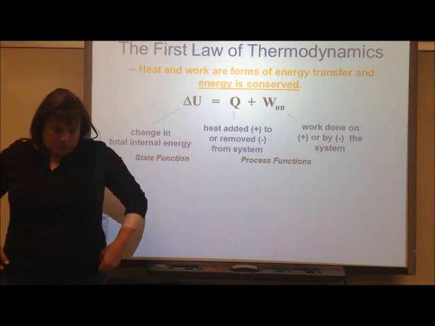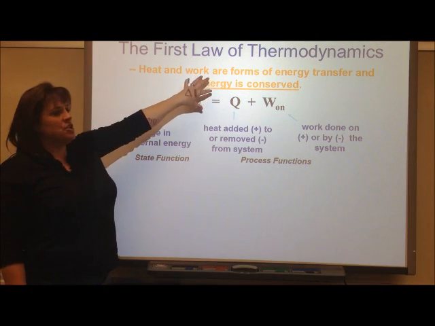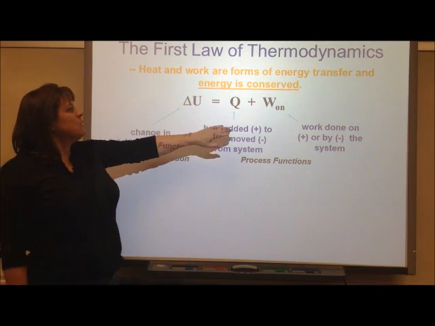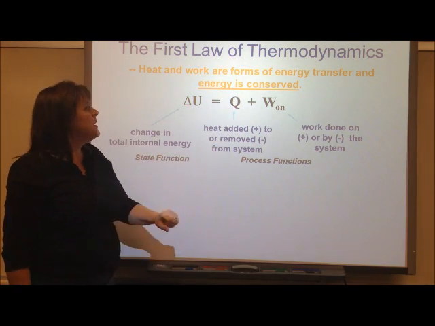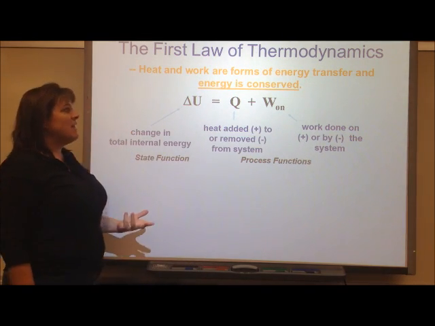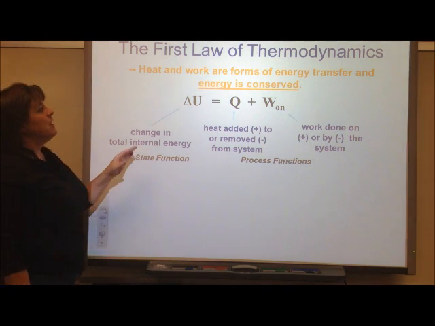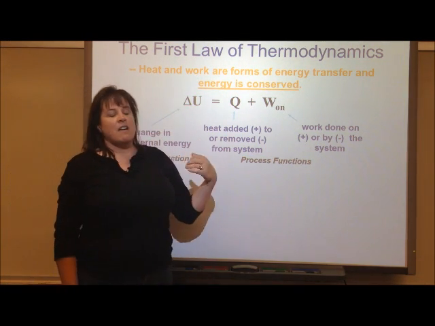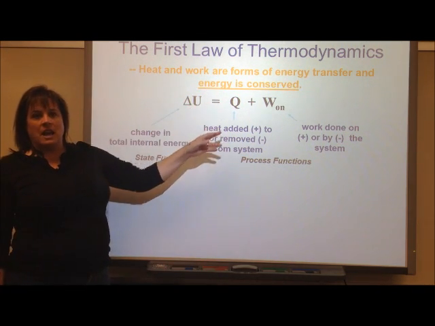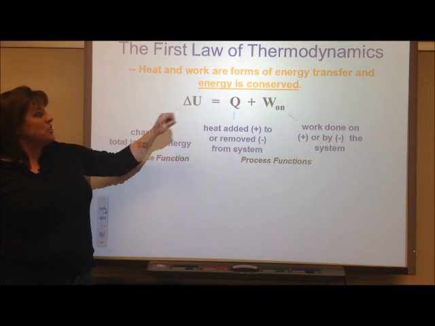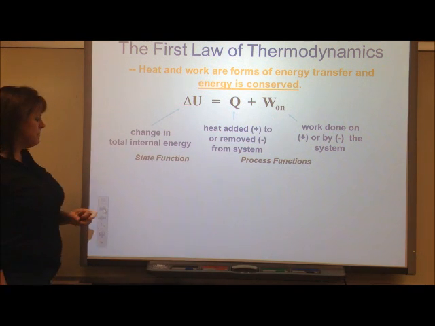Let's talk about the first law of thermodynamics. The first law of thermodynamics says that the change in internal energy is equal to heat being added or removed from the system, so either positive or negative Q, plus work being done on the system, or minus work being done by the system. So anytime I have heat flow and or work being done, I'm going to change the internal energy of my system. Delta U, the change in internal energy, is equal to Q plus work on the system.